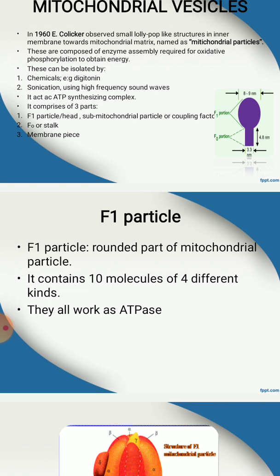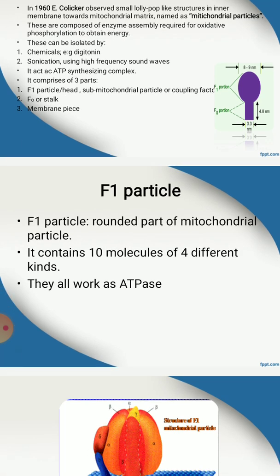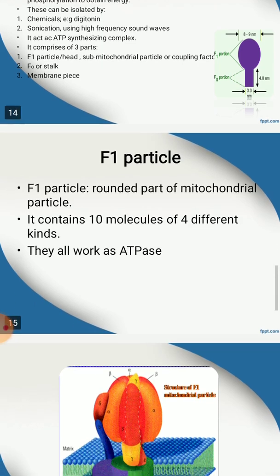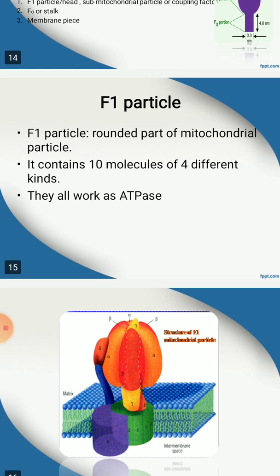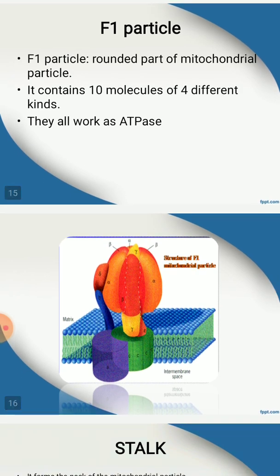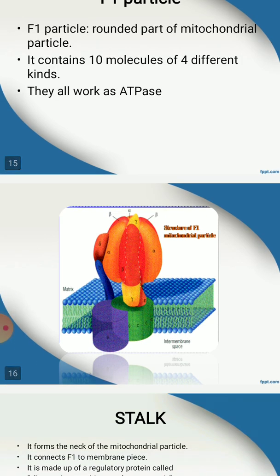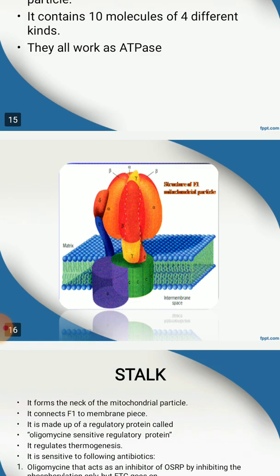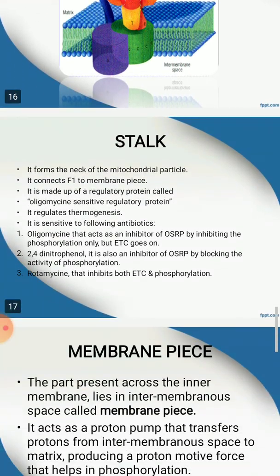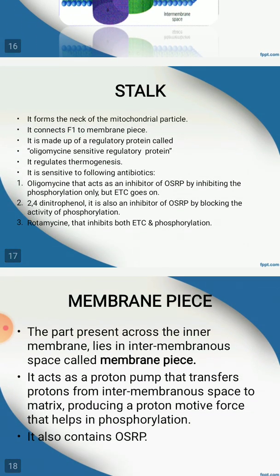It comprises three parts: the F1 particle, or head, also called submitochondrial particles or coupling factors; the F0 or stalk; and the third is the membrane piece. F1 particle is the rounded part of the mitochondrial particle. It contains 10 molecules of four different kinds. They all work as ATPases. Okay, what is the stalk? It forms the neck of the mitochondrial particle. It connects F1 to the membrane piece.